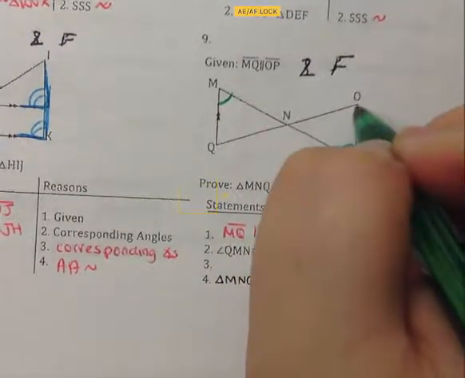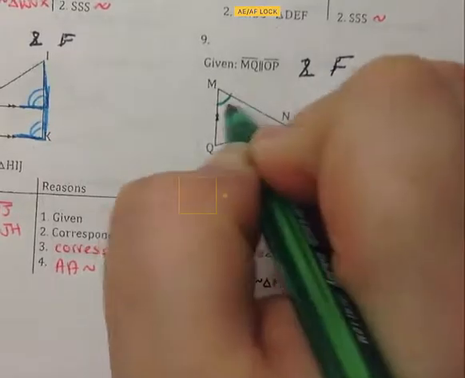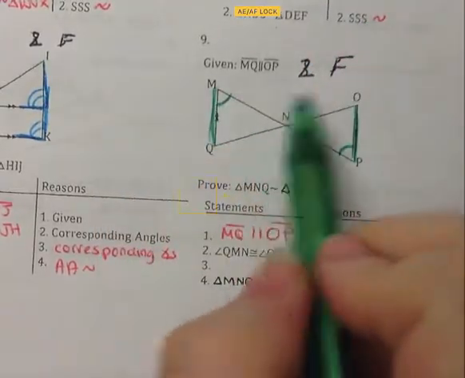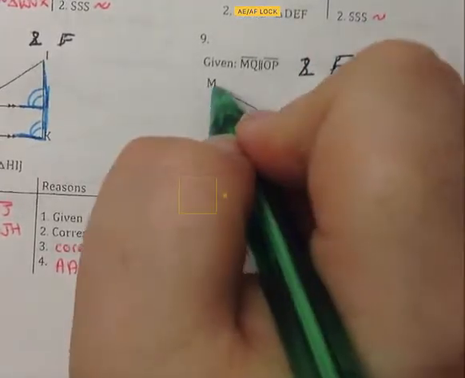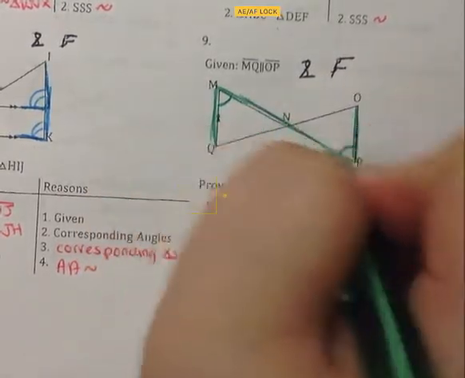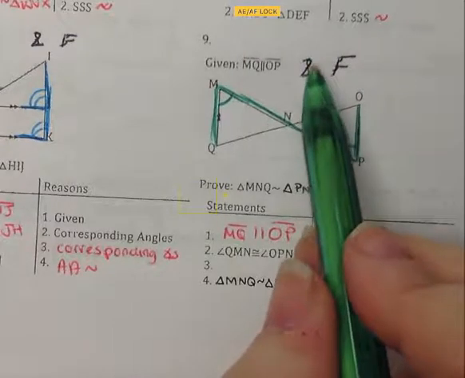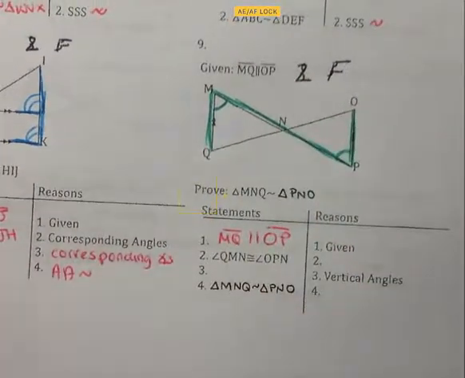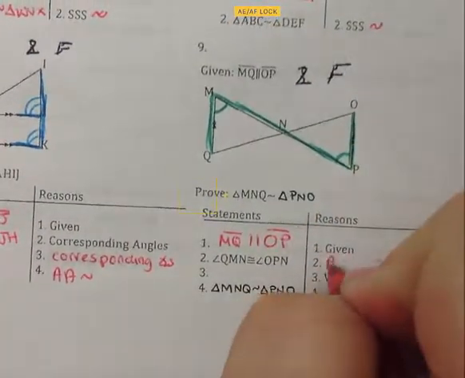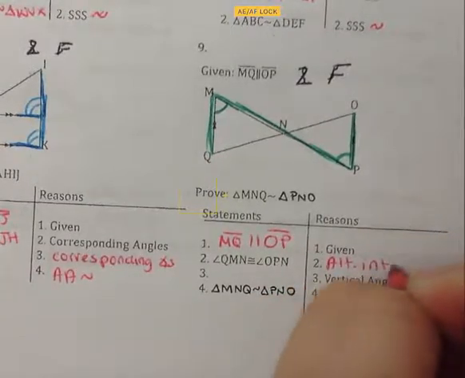This angle here touches a parallel line. This angle here touches a parallel line. So it's going to be in regards to the parallel part. So we also need to find the transversal. This is from the Z. So these two angles are congruent because of the Z, which is alternate interior angles. These are alternate interior angles.